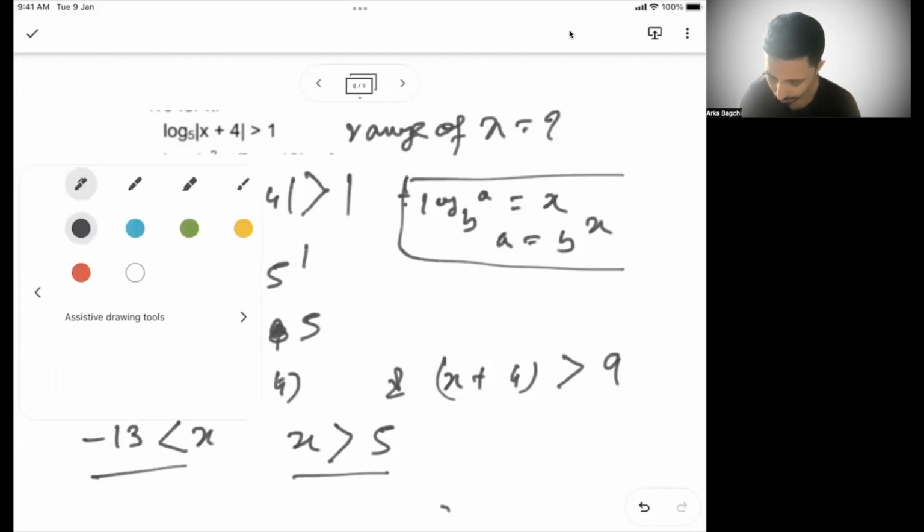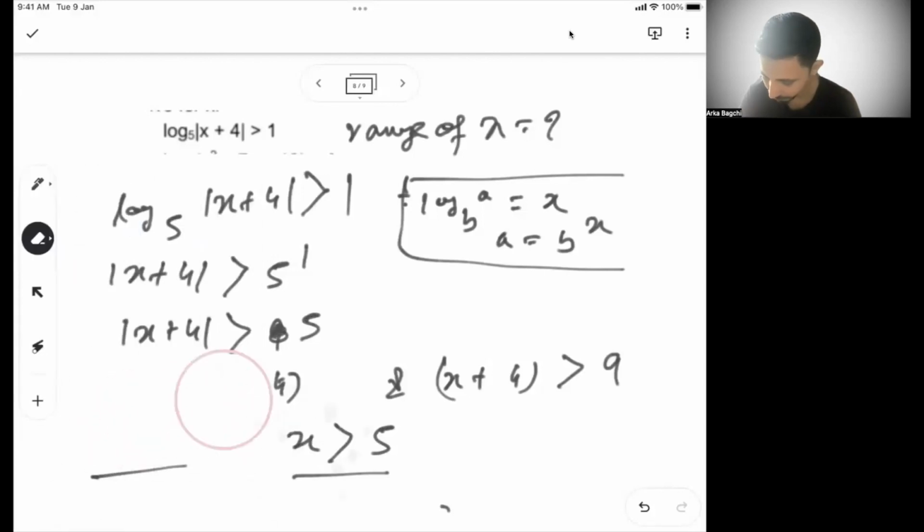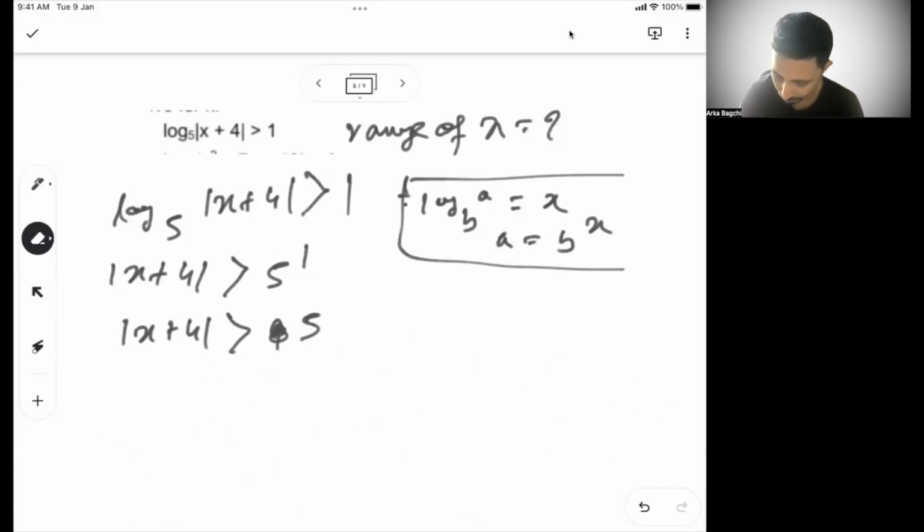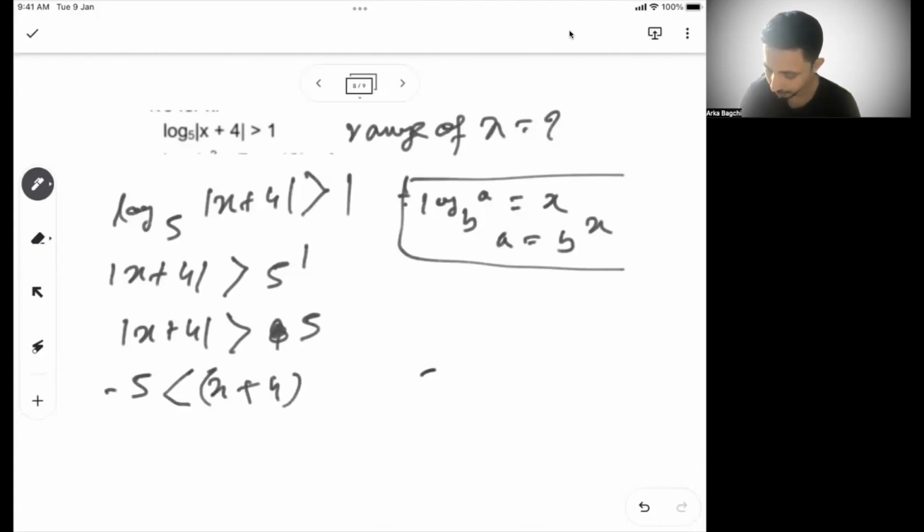Okay, just a minute. So this will be 5. Modulus of x plus 4 greater than 5. So minus 5 less than x plus 4, and x plus 4 greater than 5. Same basic inequality. Since it's a modulus, I need to have more than minus or plus 5 in an absolute term. When I say in an absolute term, that means I need minus 6, minus 7, or plus 6, plus 7, something like that.